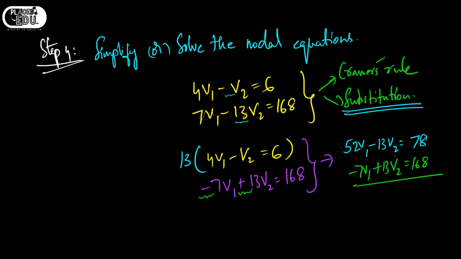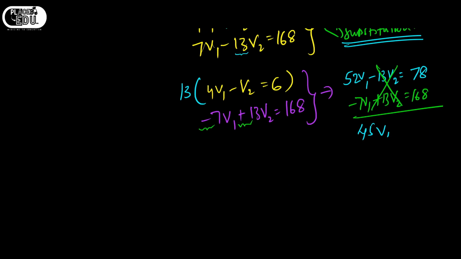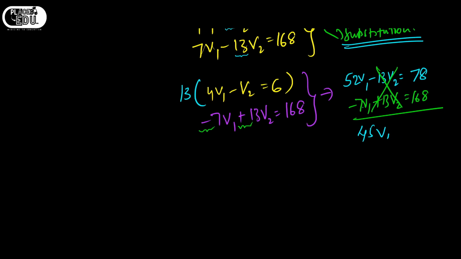Now I can directly add them. After adding them, these two will be eliminated, so I will be left with 45V1. Here I forgot to say, after multiplying with minus, this will also become minus. So here also minus will be there. So 45V1 is equal to minus 90. Therefore, V1 is minus 2.